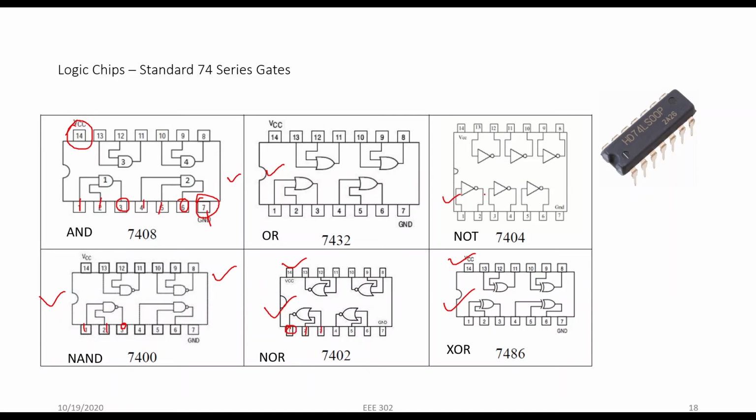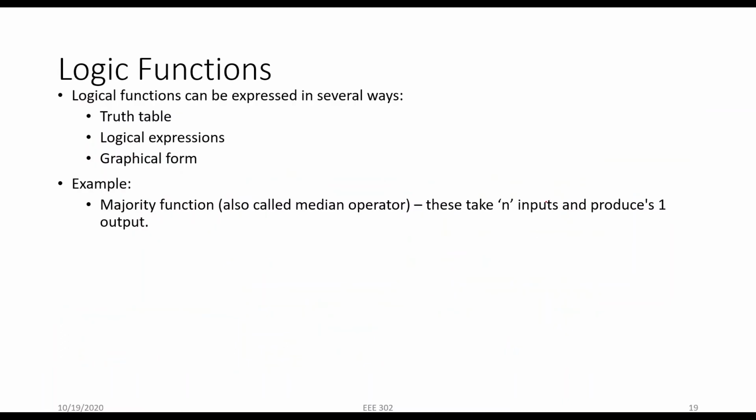And for only the NOT gate, as it has only 1 input and 1 output, in each IC we have 6 inverters or 6 NOT gates, and the power pin and the ground pin are the same.